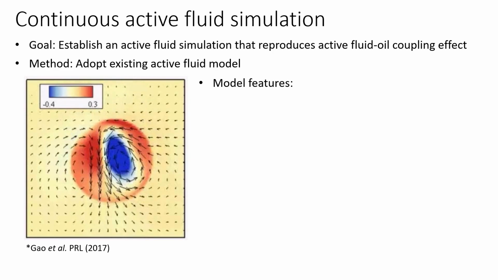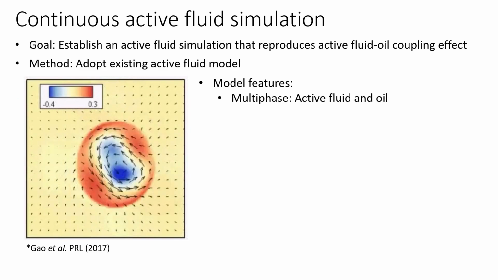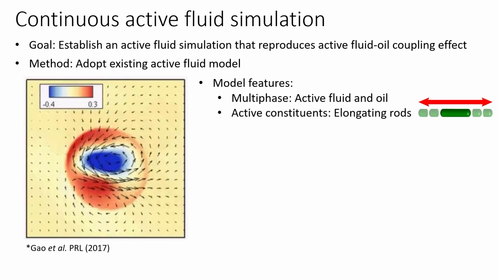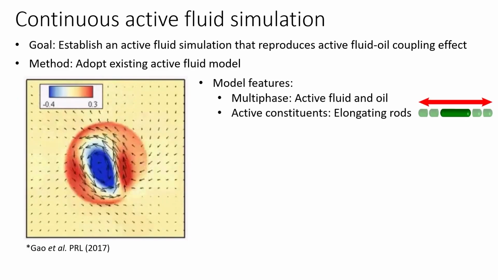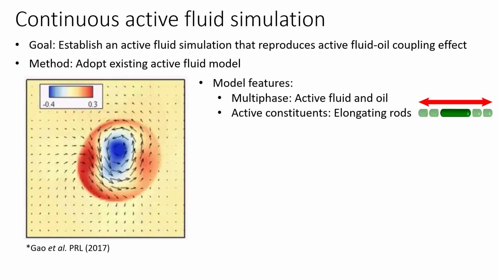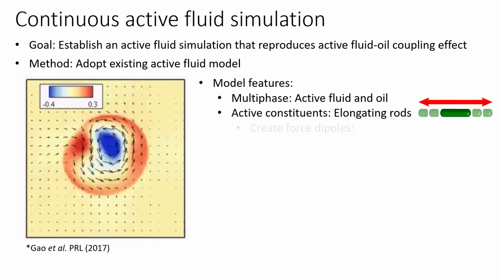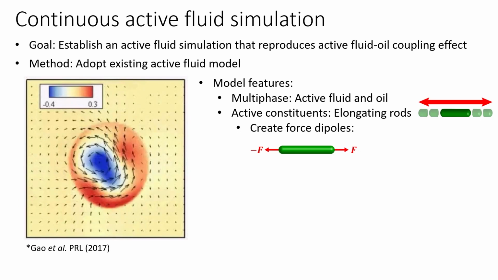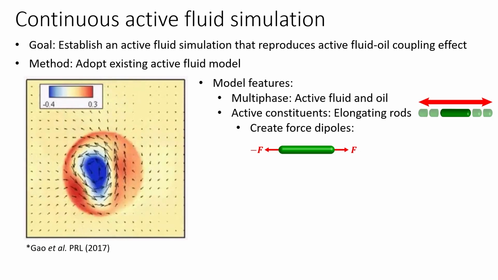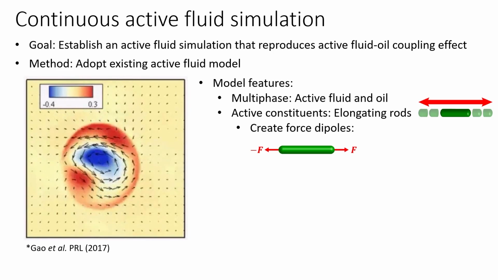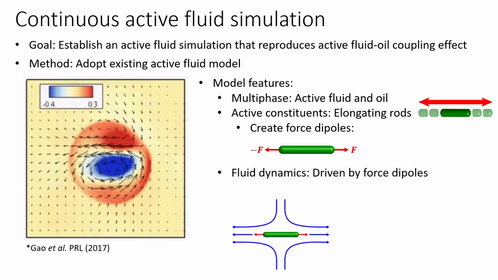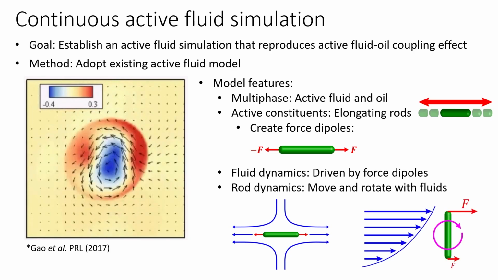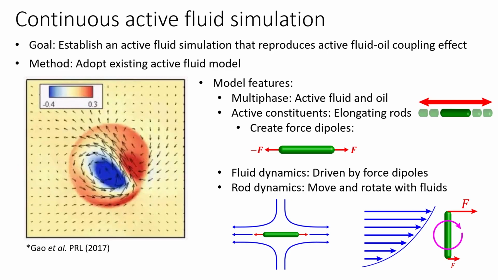So what is this model? The model involves fluids with multiple phases, such as oil and active fluid. The active fluid in the model was driven by elongating rods, which correspond to our extensile microtubule bundles. Because of rod extension, each rod creates a pair of antiparallel forces at its ends called force dipoles. The force dipoles drive the fluid to create flows. The flow will in return move and rotate the rods.